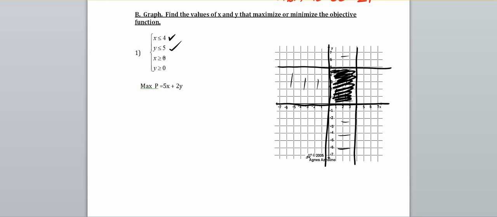So you graph whatever inequalities they give you. You don't have to label your lines, but what I do need you to label on your graph is my corner points. So I'm going to make obnoxiously big circles, and we need to find out what those coordinate points are. All right, so I'm going to label, let's see, this is 4, 5, this is 0, 5, the bottom left looks like 0, 0, and the bottom right looks like 4, 0.